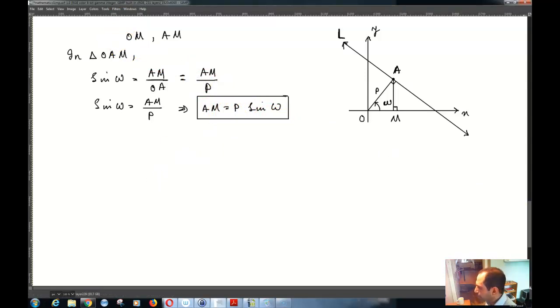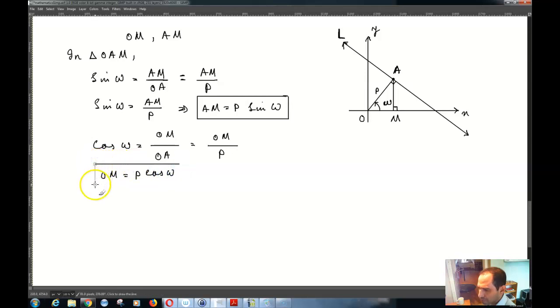Then AM is equal to P times sine omega, and in the same triangle, cos omega is equal to OM over OA, which is equal to OM over P. That means that OM is equal to P times cos omega. Okay, so that is another thing.